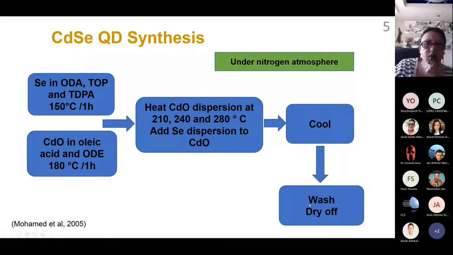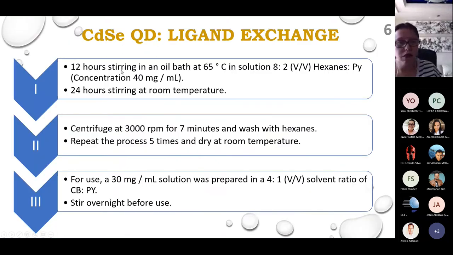we make a wash using a centrifuge. We centrifuge, repeating washes with acetone and methanol. Okay, the final quantum dots have the ligand. In this case, the ligand is trioctylphosphine. Trioctylphosphine is a good ligand for the synthesis, but it is not a good ligand for the cells. So we need to change this ligand. We change the trioctylphosphine to pyridine. Pyridine has better electrical properties.